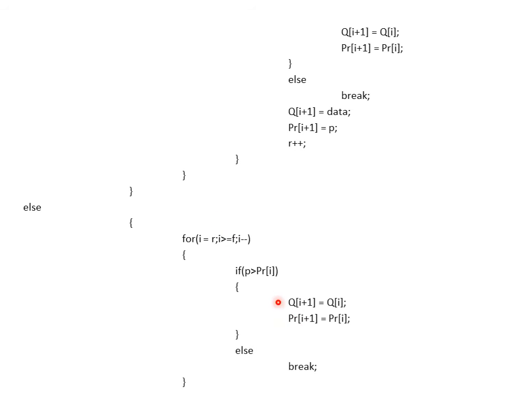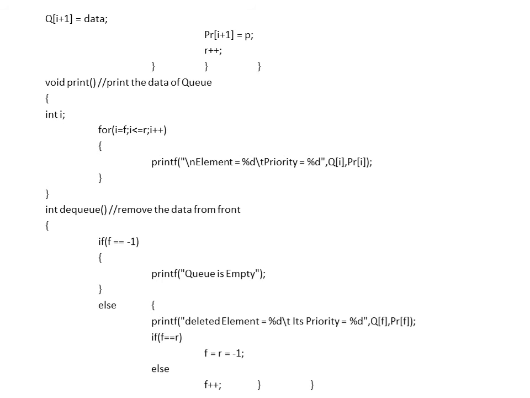And next I am comparing the priority. If q of i plus 1 equals q of i, if priority of i plus 1 equals priority of i, if this condition is true, it will proceed. If it is false, it will move to the else part and it will break and come out of the loop. And here q of i plus 1 equals data, priority of i plus 1 equals p, then r increment.